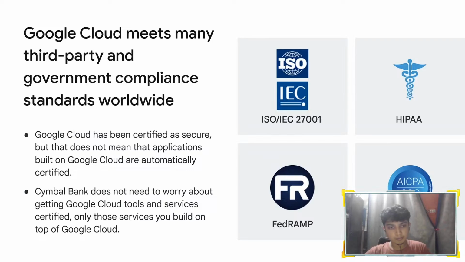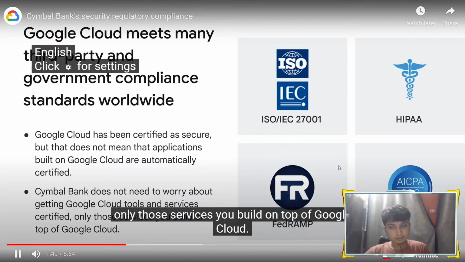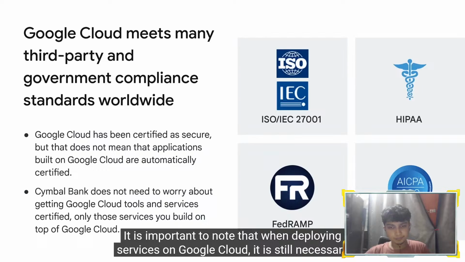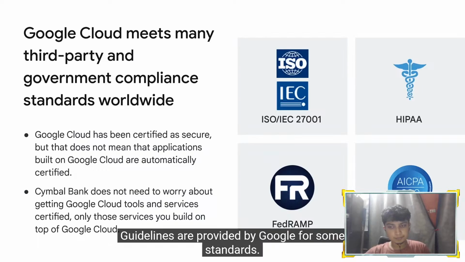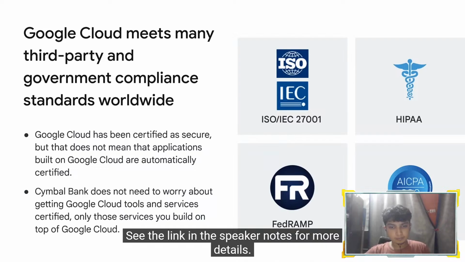To help customers with compliance reporting, Google shares information and best practices and provides access to documentation. HIPAA, FedRAMP, and SOC 1 are just a sample of the compliance offerings of Google Cloud. For the full set, visit the link in the speaker notes. SimpleBank does not need to worry about getting Google Cloud tools and services certified, only those services that they build on top of Google Cloud. It is important to note that when deploying services on Google Cloud, it is still necessary to ensure that you follow applicable standards. For example, Google provides you with documentation on how to set up a HIPAA-aligned project. See the link in the speaker notes for more details.